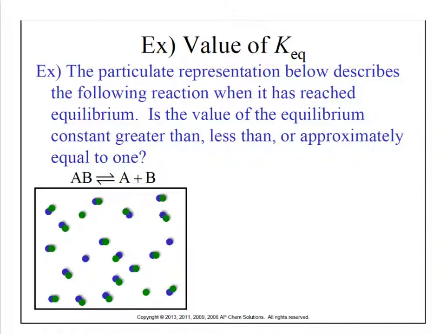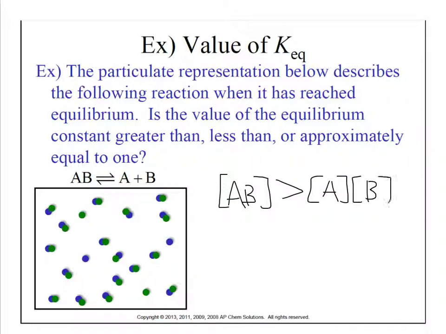And then if we look at the A's, A is blue, we said 1, 2 of them. And so, hey, we can just do that little count right there, and we can see that the concentration of AB is going to be significantly greater than the concentration of A times the concentration of B. And so, in this case, that means the value of our equilibrium constant for this particular reaction is going to be less than 1.